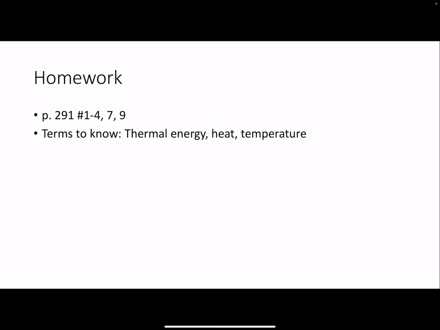Okay, and that wraps up for here. It's just a summary of all the different terms. So it seems like a lot, but hopefully you have an idea and you're getting into the headspace of what energy is relative to chemistry. A couple of practice questions. Make sure we understand what thermal energy, heat, and temperature are and the differences.